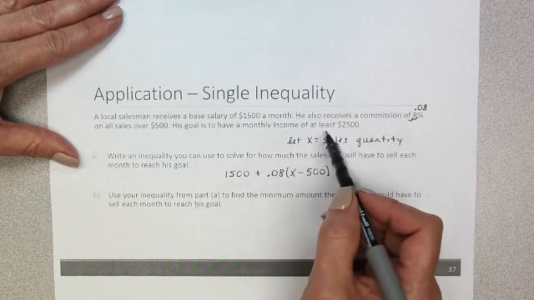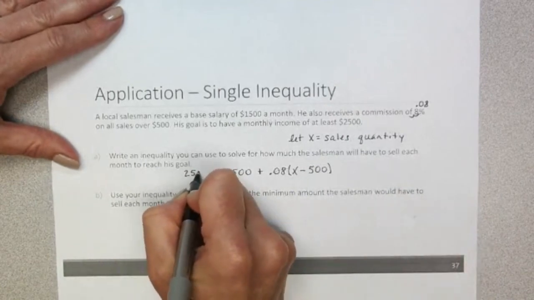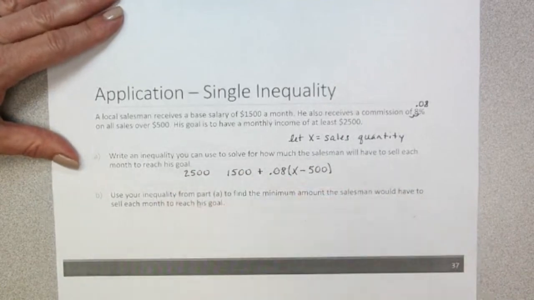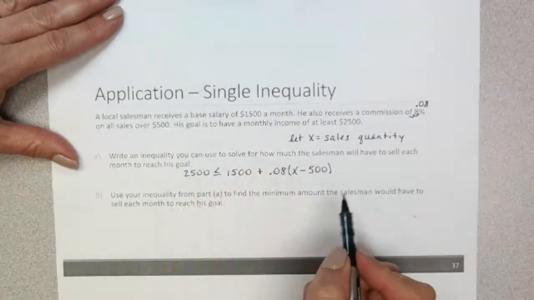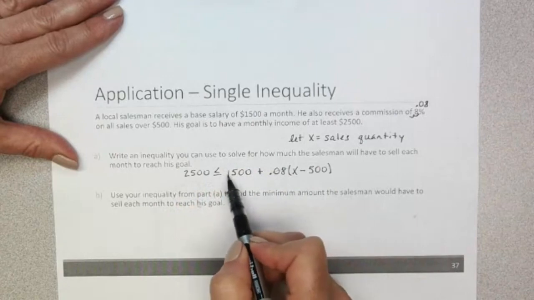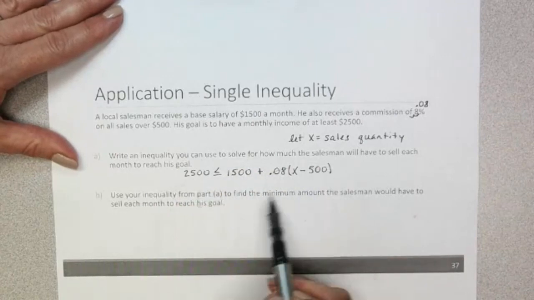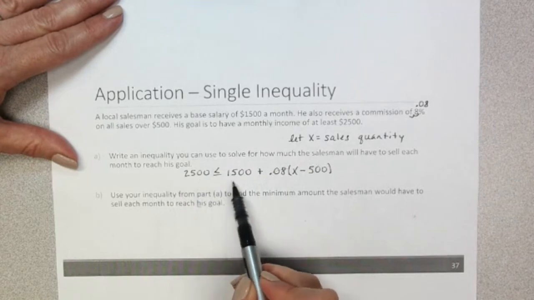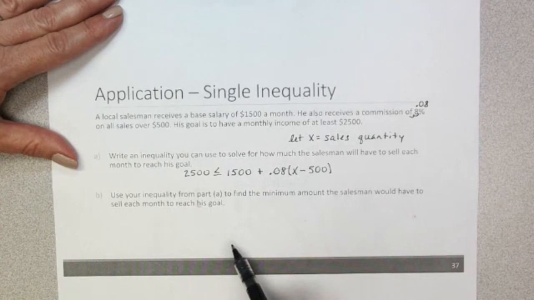Now, what we want our inequality to do is to find out how much he needs to sell, x, to reach his goal. His goal needs to be at least 2,500. So that 2,500 needs to be less than or equal to the income calculation. So there's our inequality: 2,500 is less than or equal to 1,500 plus 0.08 times (x minus 500).